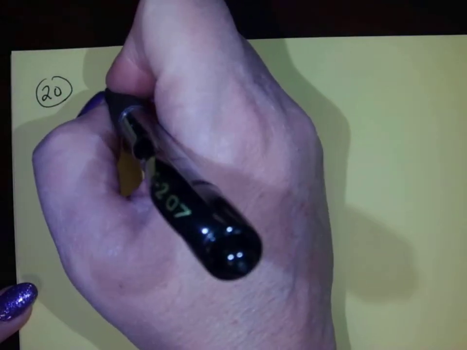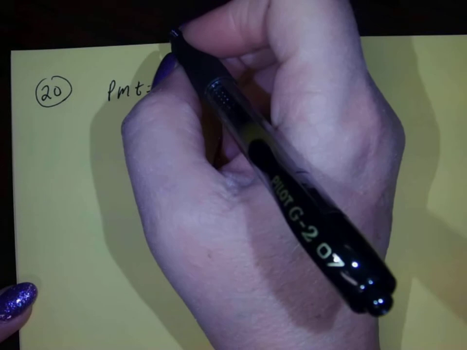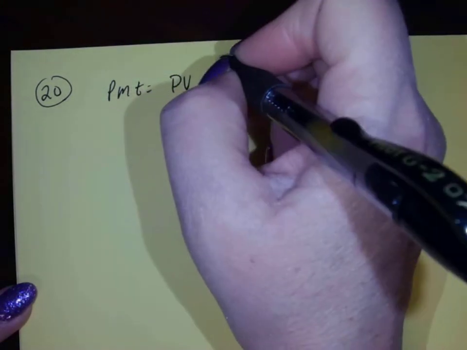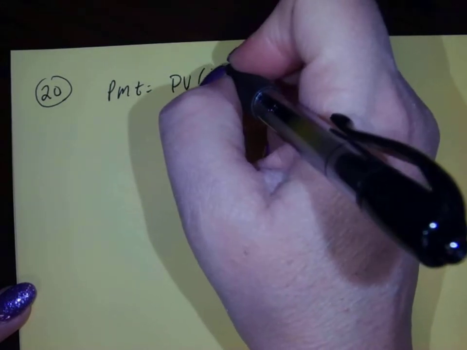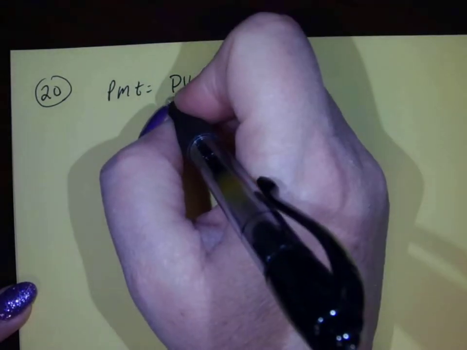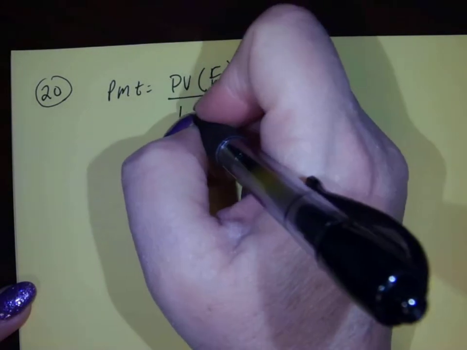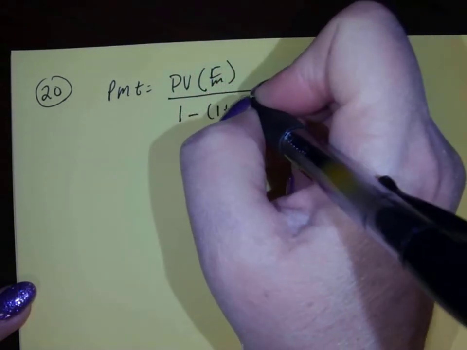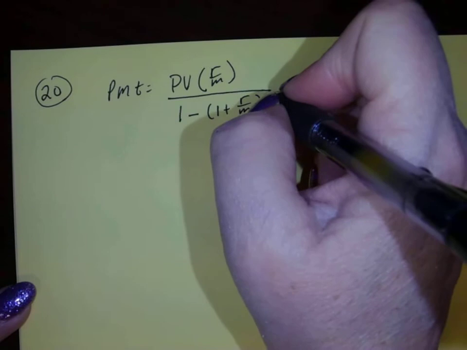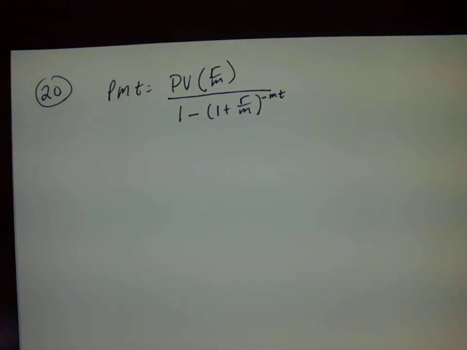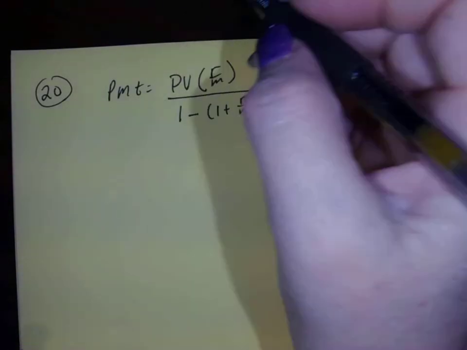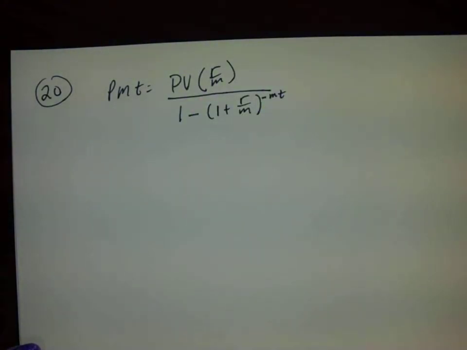All right. So our formula for this one will be the payment is equal to the present value times the R over M divided by 1 minus 1 plus R over M raised to the negative MT. And we'll look at what all formulas we need to put into this. Or not formulas, but parentheses.